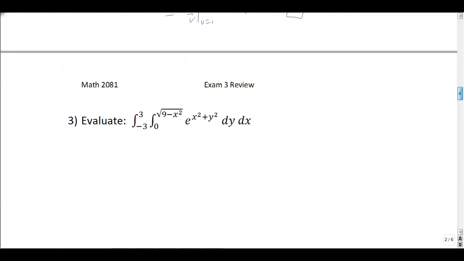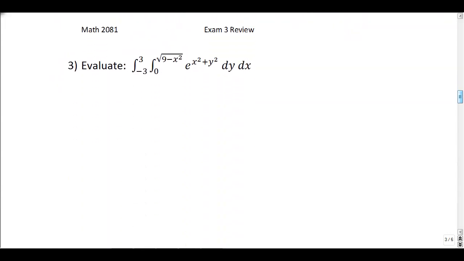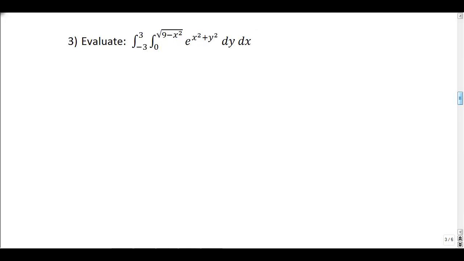Next one. Okay, so we're going to evaluate the integral with x from negative 3 to 3, and then y goes from 0 to square root of 9 minus x squared, of the function e to the x squared plus y squared. Again, the first thing I try to do with these is think, can I integrate this right away with respect to y?